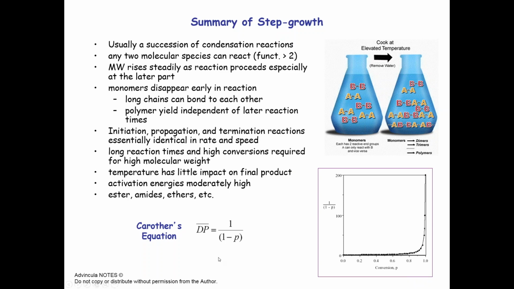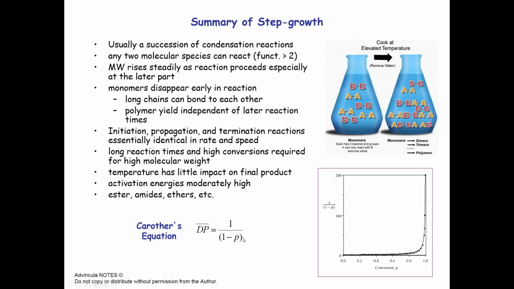Very early on, Carothers, who is a famous polymer scientist, characterized this as the relationship of the degree of polymerization with conversion, given as 1 over 1 minus P. So what this simply means is that the higher the percent conversion, the higher the degree of polymerization, and therefore the molecular weight.